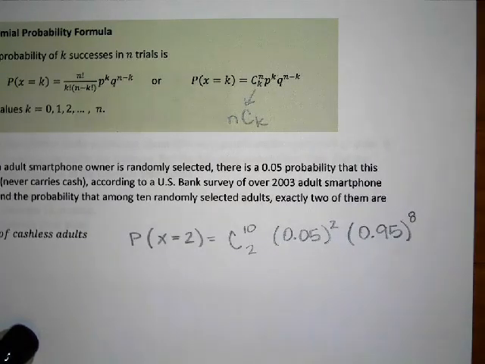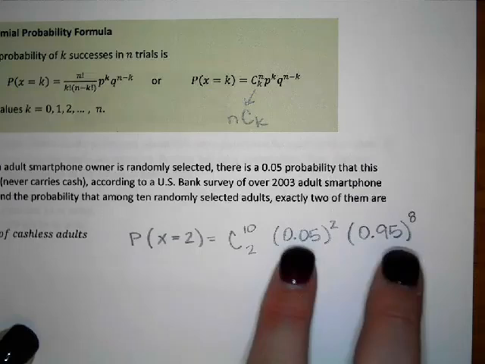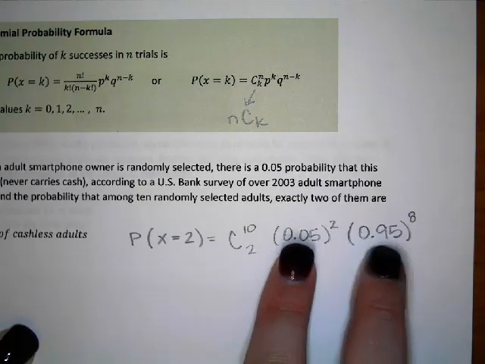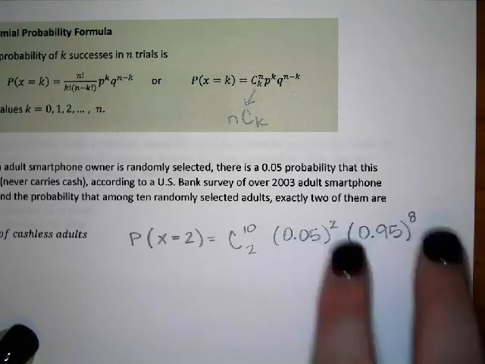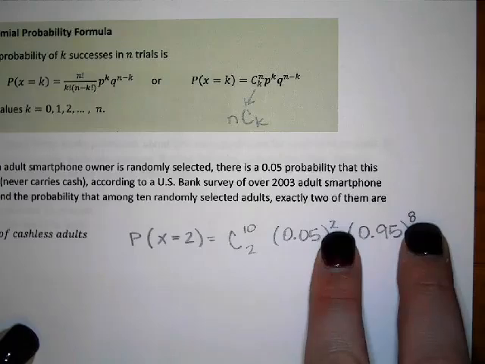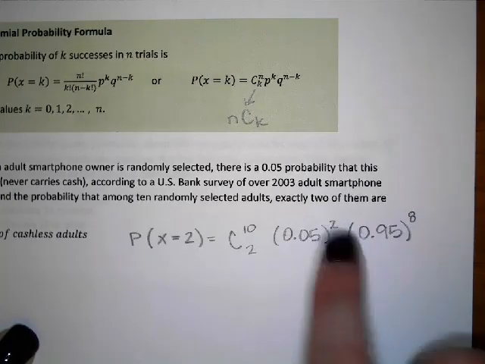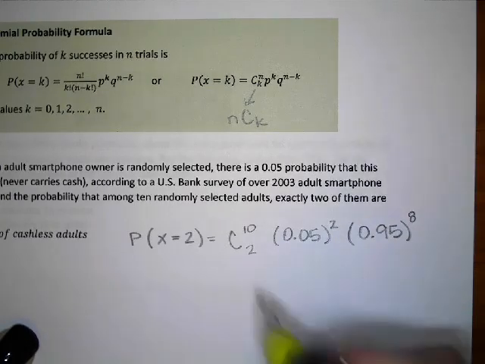So notice that these 2 are complements. They're complements of the probabilities. And then these 2 numbers are kind of like complements of the trials. You know, they add up to the total number of trials. So this is how we're going to write it, and then we'll plug it into our calculators.